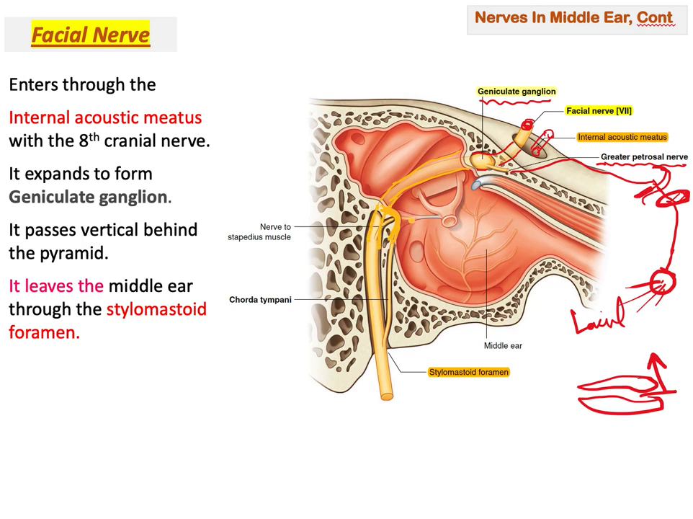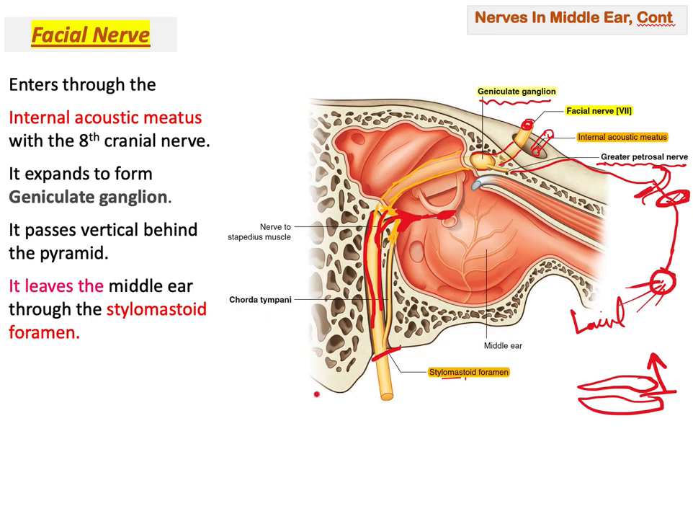You remember the pyramid is the site for attachment of the stapedius muscle. This is the smallest muscle in your body, attached to the neck of the stapes. So this is the stapedius muscle attached to the neck of the stapes, innervated by a nerve called the nerve to stapedius, which is the second branch of the facial nerve. Now the facial nerve continues down until it leaves through this foramen, called the stylomastoid foramen.